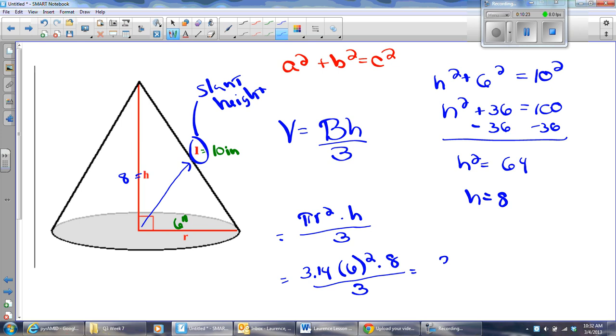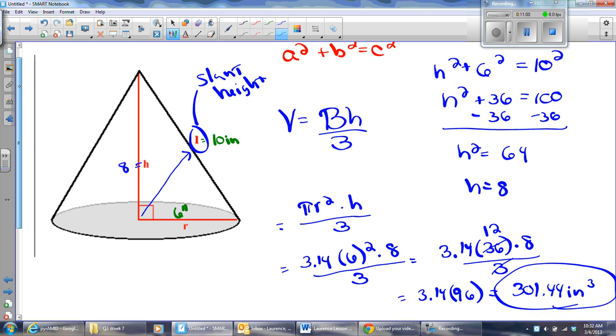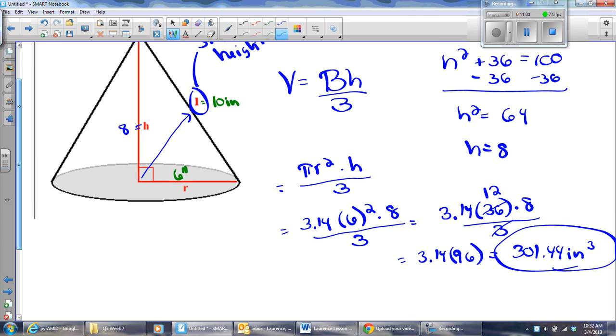Okay, and I'm going to try to make my math a little bit simpler. Squaring, following the order of operations, and now multiplication and division have equal importance, so I'm going to divide and turn that into a 12. And so I'm going to do 3.14 times 96, and I'll go to my calculator for that. 3.14 times 96, and I'm going to get this answer of 301.44 inches cubed. All right, there is the volume. Okay, I did it slightly out of order. If you want to do it in a different order, that's perfectly fine.